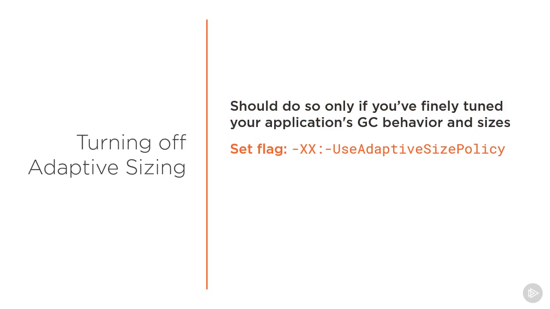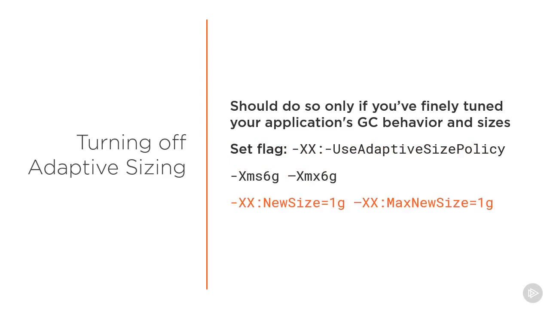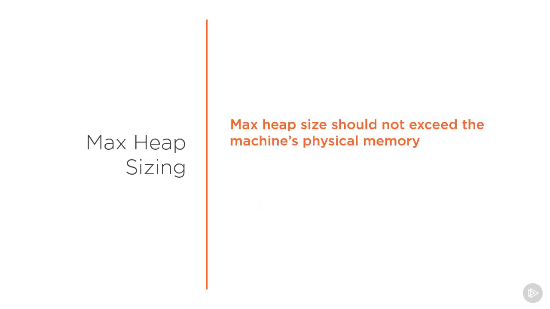Also, setting the initial heap size to the same value as the max heap size, or the initial new generation size to the same value as the max new generation size, effectively turns off part of the adaptive sizing behavior. A strongly recommended guideline for setting the max heap size is that the max heap size should not exceed the amount of physical memory on the machine. And if you have multiple JVMs running, the sum of max heap sizes should not exceed the machine's physical memory.